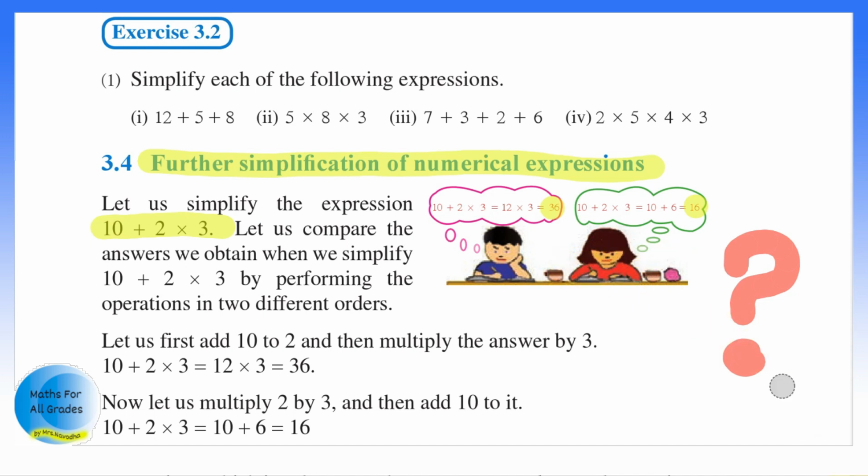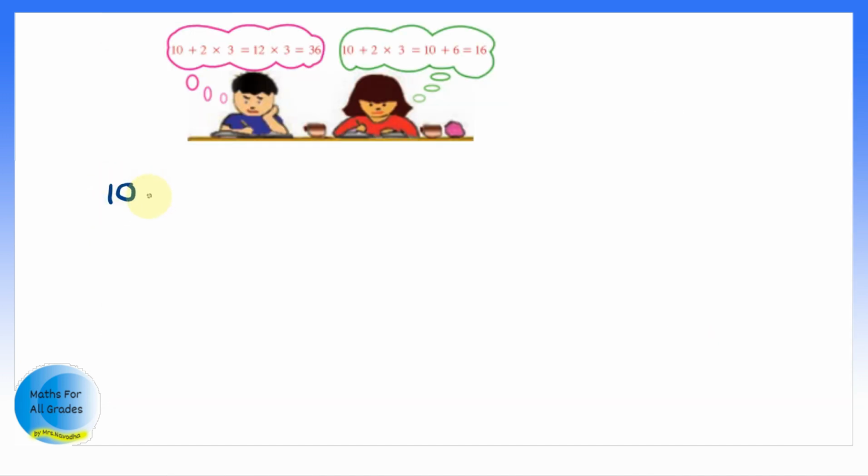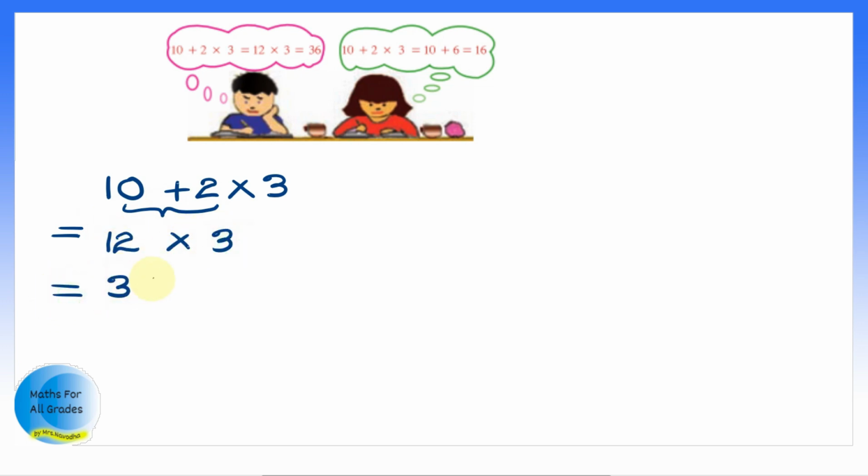Let's find out. The question is 10 plus 2 times 3. Let's see what he has done. He has started the question with addition. 10 plus 2, 12. Then multiplication. 12 times 3, 36. So that's how he got 36 as the final answer.